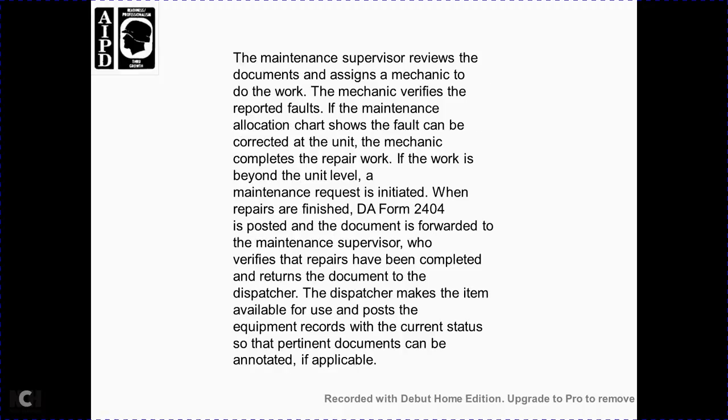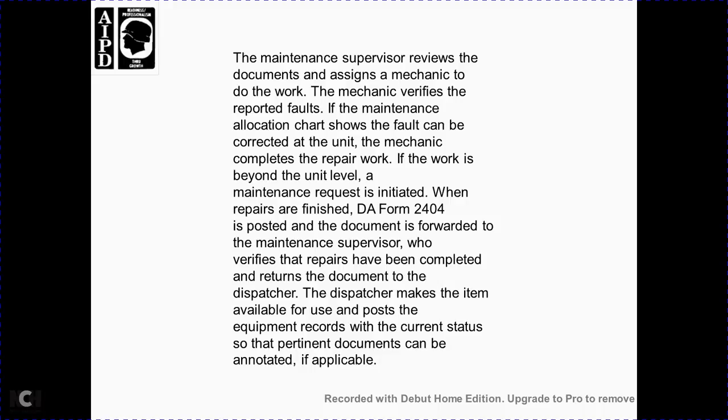Performing the forward record maintenance supervision. The maintenance supervisor will receive the document and assign a mechanic to do the work. The mechanic verifies that the report follows the maintenance allocation chart, showing that the fault can be corrected with the action. Once corrected, the unit mechanic will complete the repair work. If the work is beyond the unit level, maintenance is requested and initiated. When the repair is finished, the DA Form 2404 is completed.